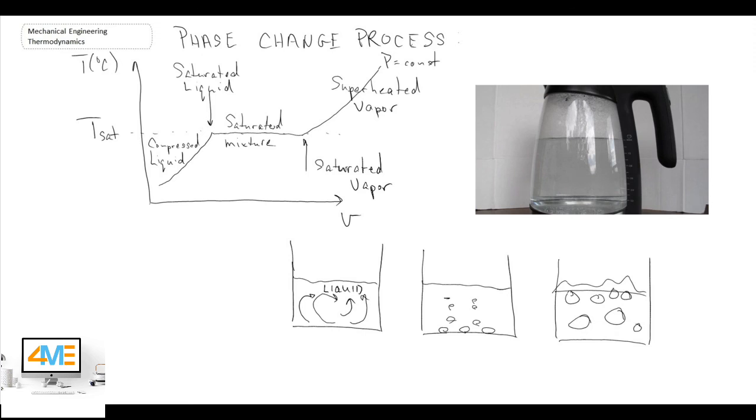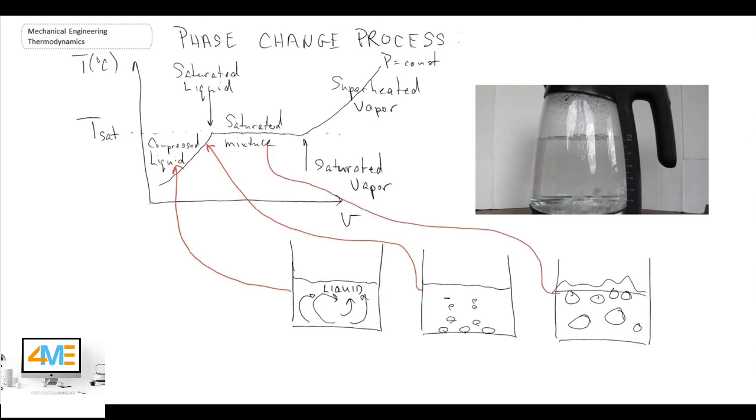So to draw arrows back to our diagram here, this would correspond to this region. In the middle here, that would correspond to getting close to the saturated liquid point. And then finally in the video, this here would correspond to in the middle where we have a saturated mixture and we have boiling underway. So that's where we have a mixture of both a liquid as well as a vapor.